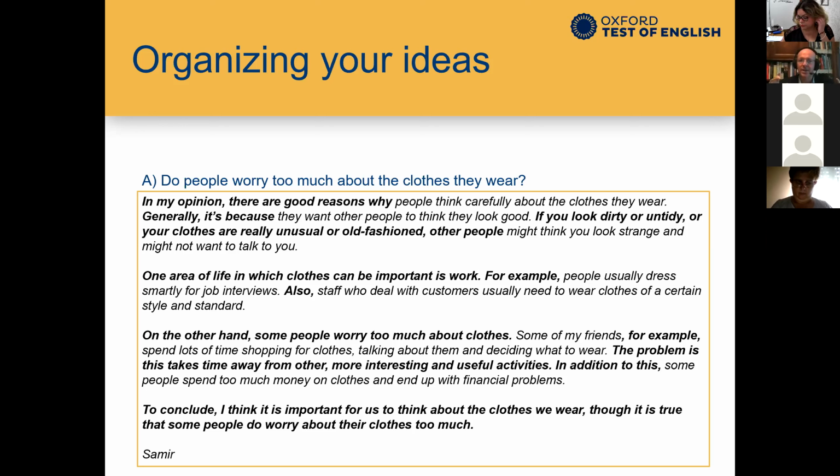Now, what do we have now? If you look dirty or untidy, you know what's coming here. This is a conditional. If you look dirty or untidy, or your clothes are really unusual or old-fashioned, other people might think you look strange and might not want to talk to you. Okay, now take a look at that. That's impressive. That's a conditional sentence. It's also a long sentence.